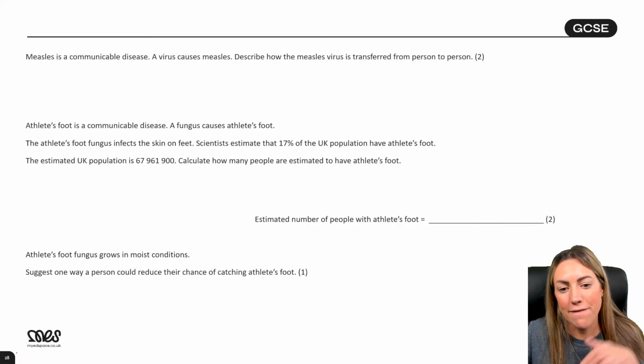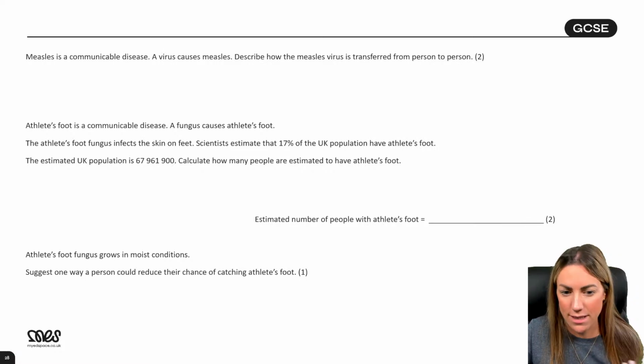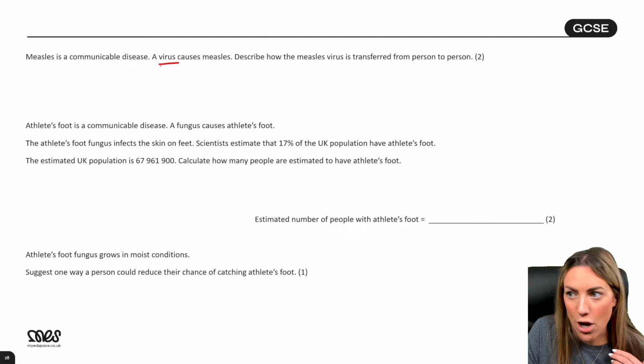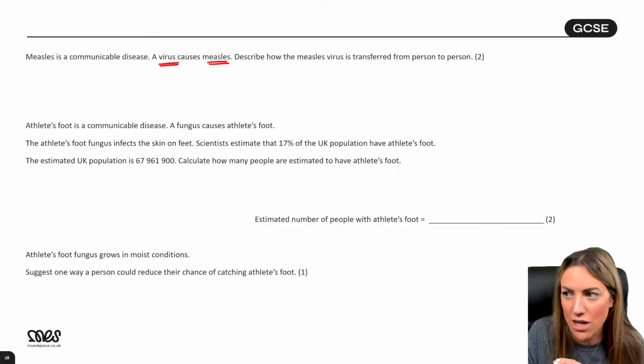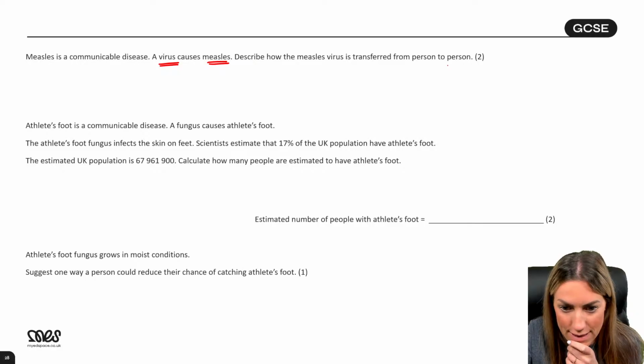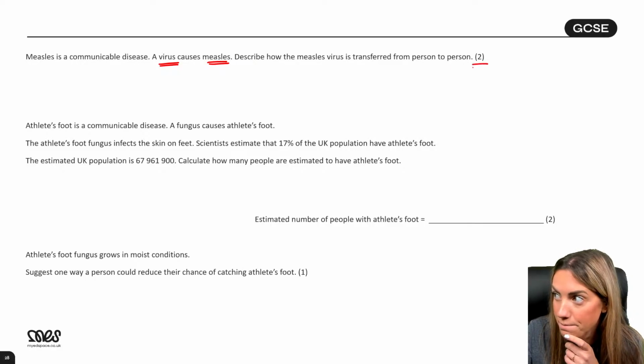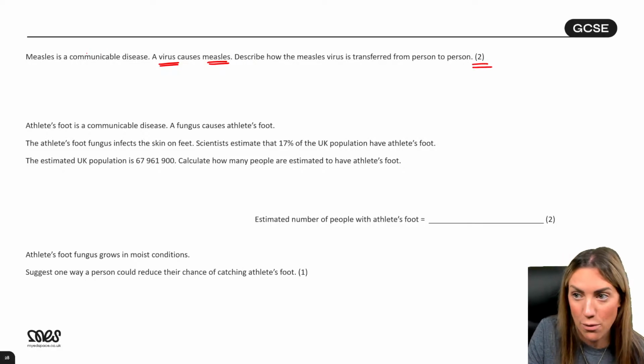Right, measles is a communicable disease. This means it's infectious, it's contagious, it spreads from person to person. You guys should know that measles is caused by a virus, which is a type of pathogen that, remember, replicates inside your cells and destroys your cells. Describe how measles is transferred from person to person. Guys, this is 2 marks. How are we going to get 2 marks?